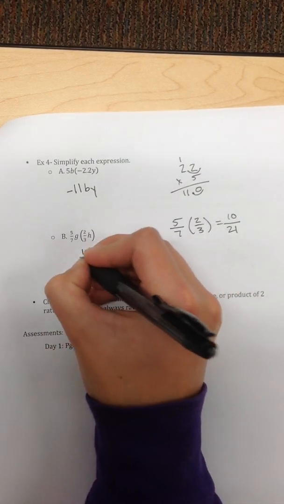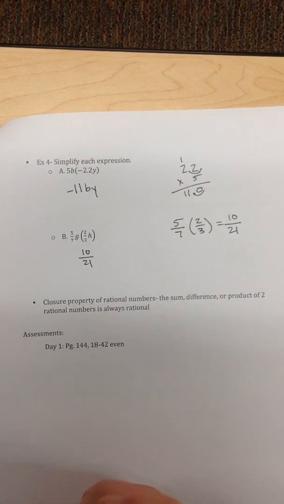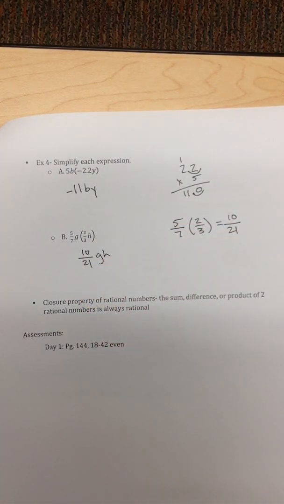So we'll have 10/21. And then it was just two positives being multiplied, so we would have a positive 10/21. And then again, we just put those variables being multiplied at the end. So 10/21 and then the gh there.